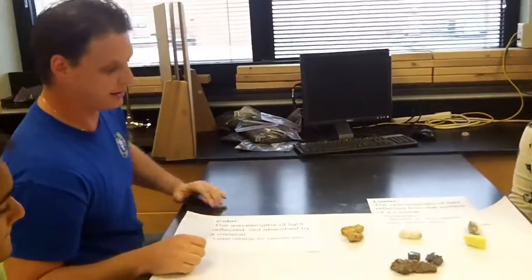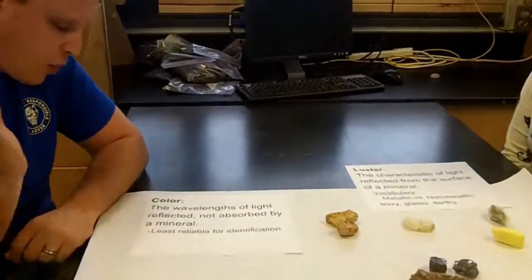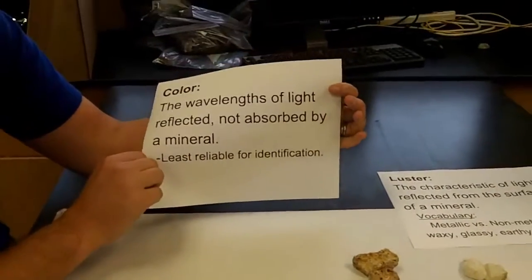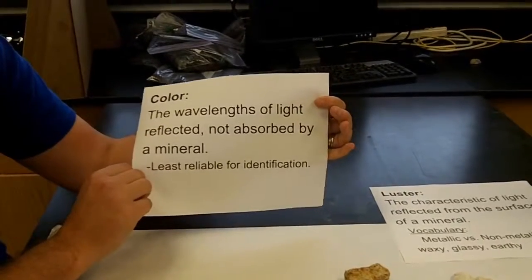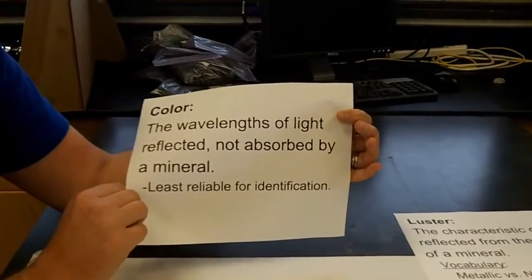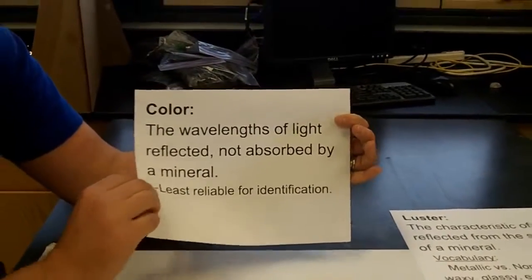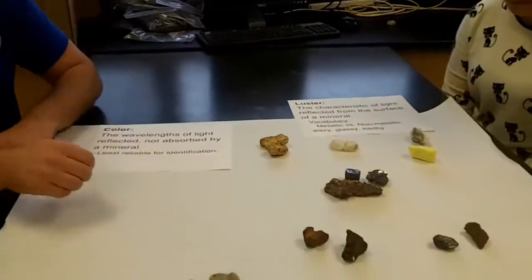So now let's take a look at some of these. So color, we actually have the definition, and I'm going to hold this up. The wavelengths of light reflected, not absorbed by a mineral. So this is one of the physical properties, actually color. Let's go ahead and take a look at some of these examples.